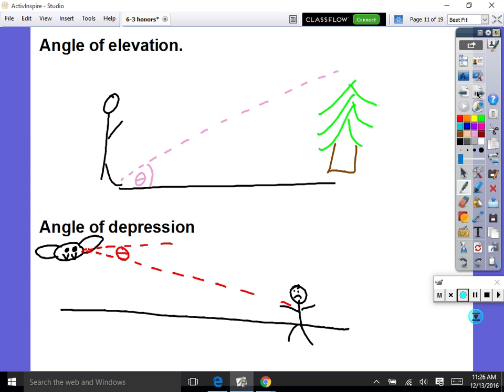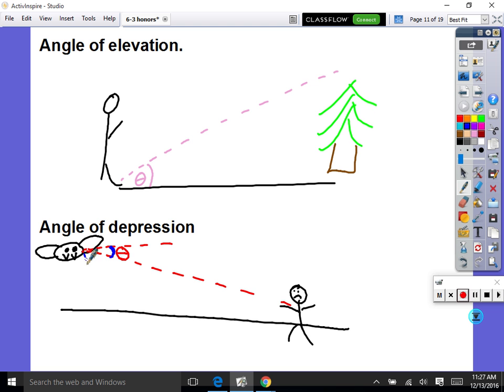So the angle of elevation from this person up to the top of the tree is the angle from the ground up. Everybody good? Angle of depression, people get confused. They'll think it's this angle down here. So this is a bat. A bat, can't you tell? And a person getting attacked by a bat. The angle of elevation to the person is this angle up here.